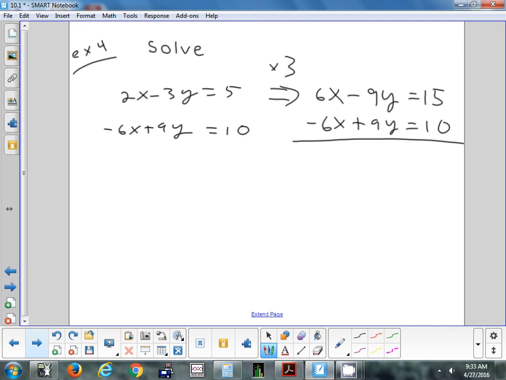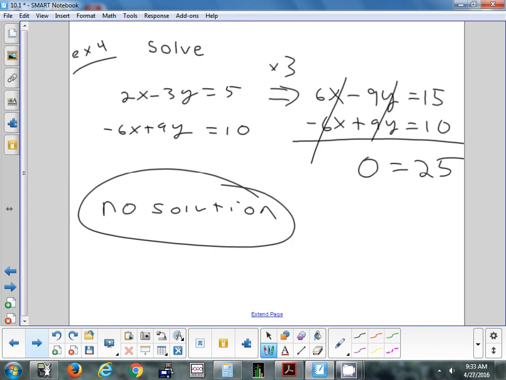What do I get if I add my x's up? 0. My y's? 0. So I get 0 equals, what's 15 plus 10? 25. Okay, 0 equals 25. No solution. So if all your variables cancel out and you end up with 0 equals something other than 0, that's no solution.